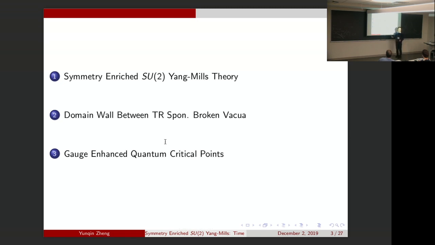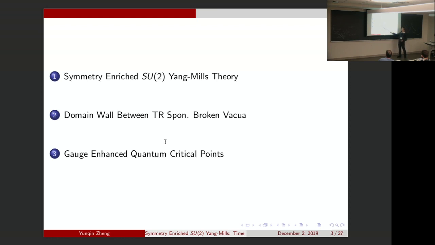First, I'm going to discuss the symmetries and anomalies of the symmetry-enriched SO(2) Yang-Mills theory. And later, I'm going to discuss two scenarios of dynamics. First, how about SO(3)? Yeah, you can gauge the one-form symmetry to obtain SO(3), but let's first understand the theory before gauging.